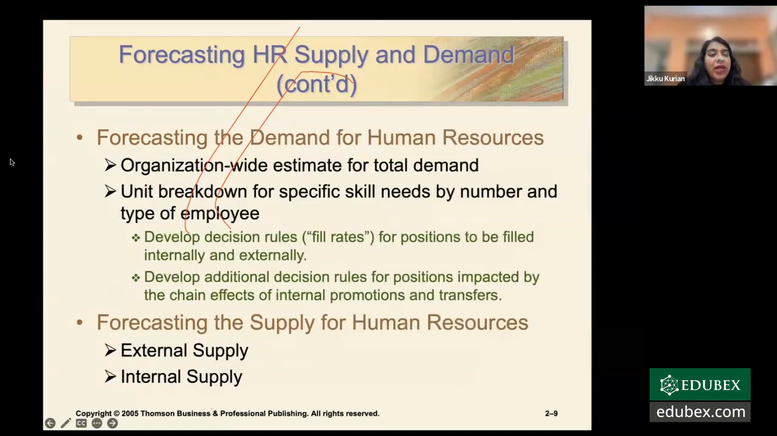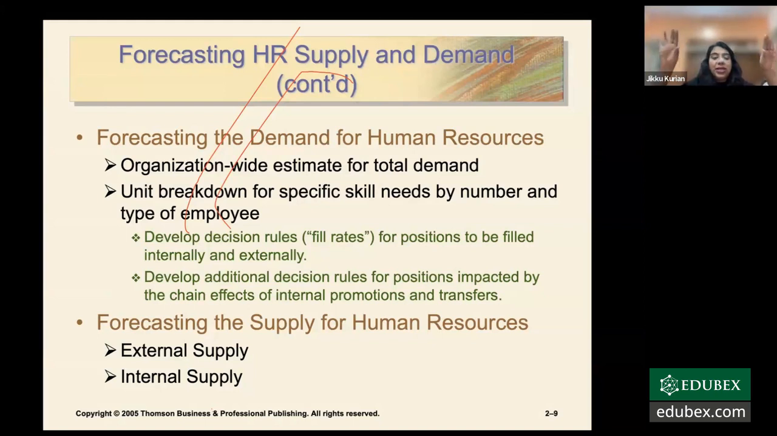Now we will look at forecasting the demand for human resources. We have an organization-wide estimate for total demand. This is what we normally do on a yearly basis. We try to understand how many people are required by each department in the organization. Once we understand the entire organization's requirement, we go to a unit breakdown: a unit breakdown for specific skill needs by number and type of employee.